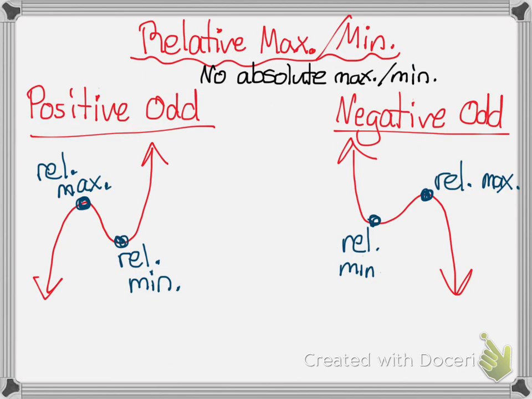And then, if you have a positive odd or a negative odd, those are the only graphs that will never have an absolute maximum or an absolute minimum because of those arrows. They supersede those high points and low points. So that's why they can only have a relative maximum or relative minimum.